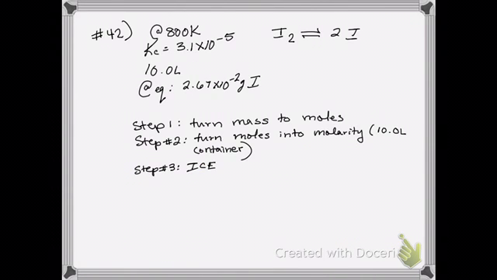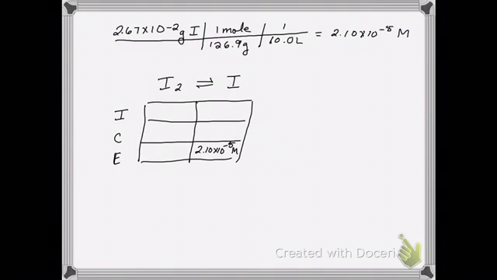Okay, question number 42 is fairly similar. Step 1, I'm going to get the mass to moles. In step 2, I'm going to turn the moles into molarity, and then I'm going to take a look at that ice table, see what I can figure out. So the first part of this question wants you to figure out what the number of grams of I2 will be in that mixture at equilibrium.